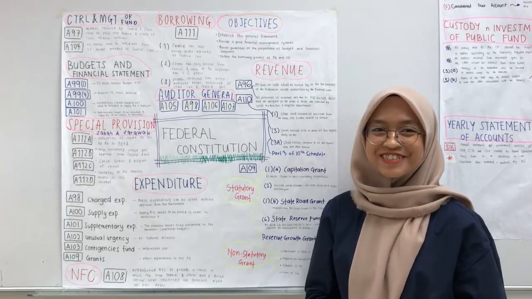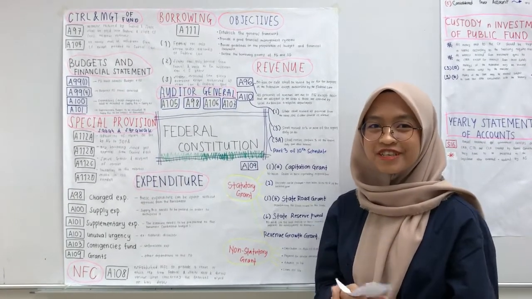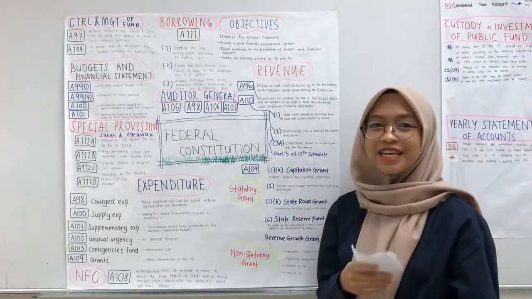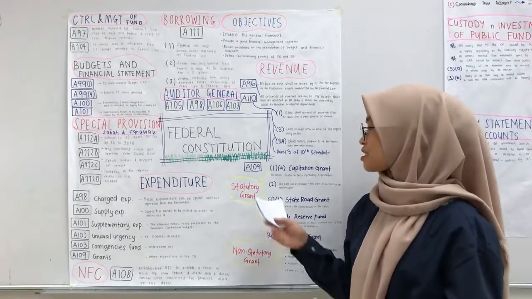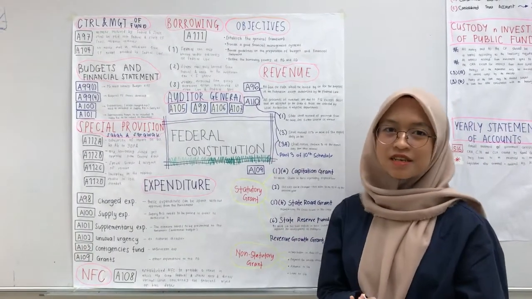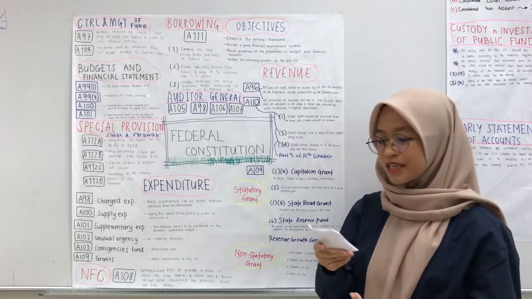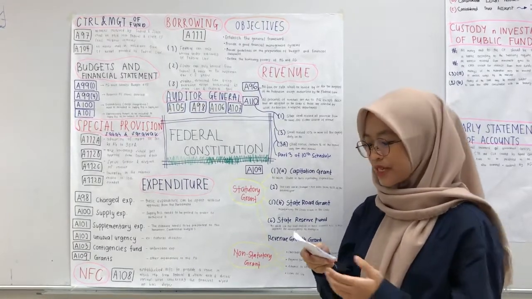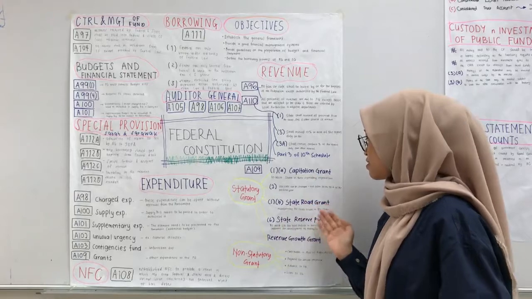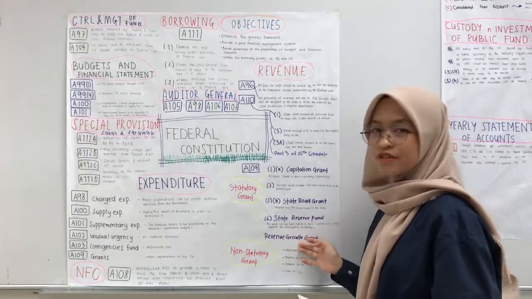State government also receives an annual assistance from the federal government in terms of grants. There are two types of grant, which are statutory grant and also non-statutory grant. The four major types of grant provided to the state government are capitation grant, state road grant, state reserve fund, and also revenue growth grant.